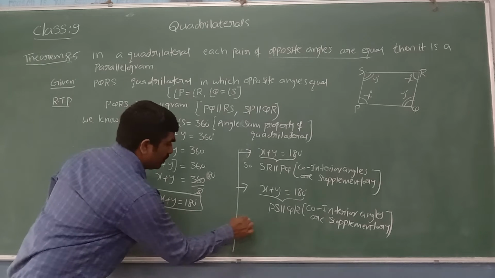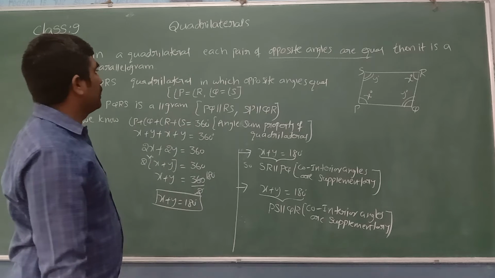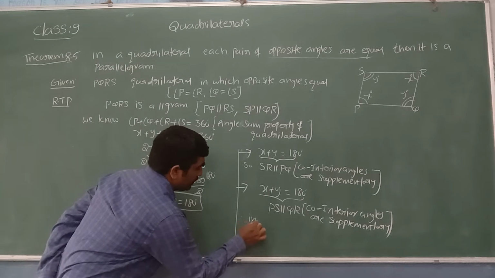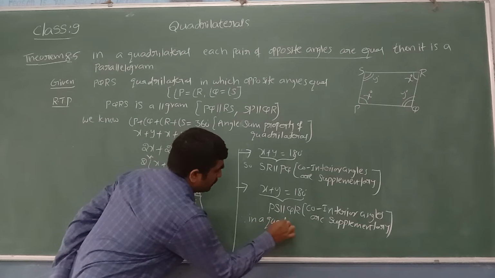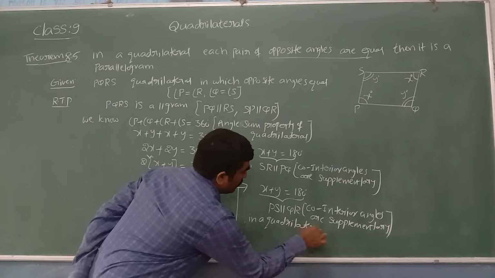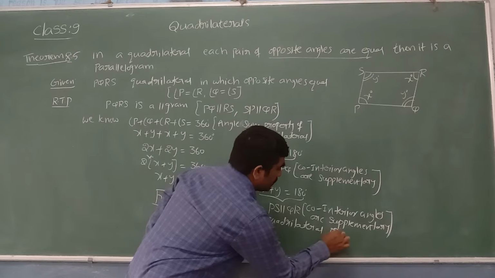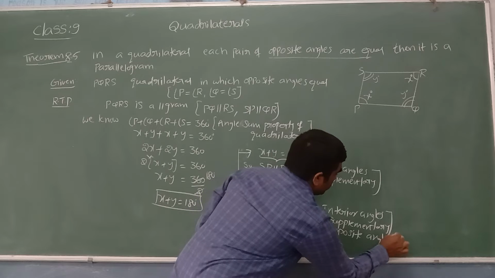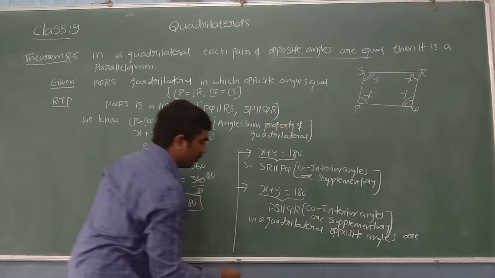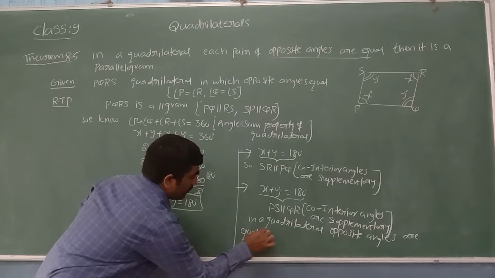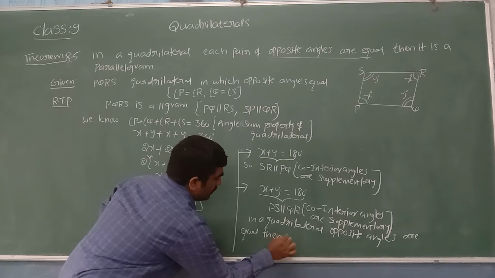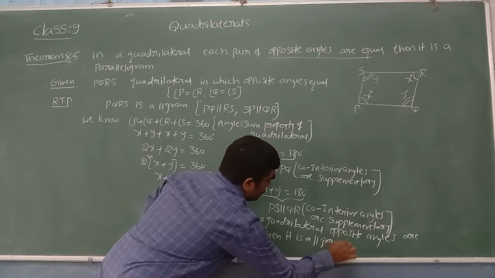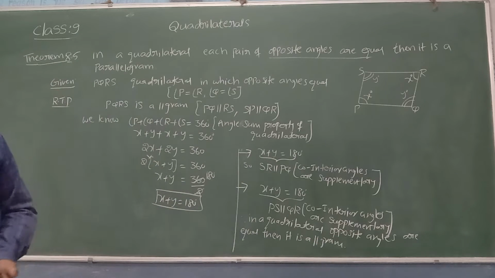So therefore, what can we write, beta? Opposite angles are equal. Then it is a parallelogram. So we can write: therefore, in a quadrilateral, if opposite angles are equal, then it is a parallelogram. Hope it is clear to everyone.